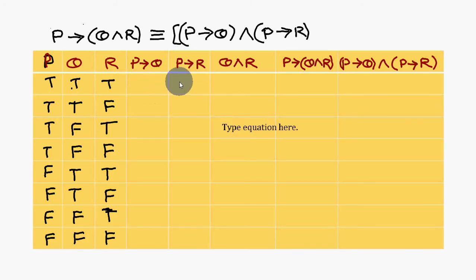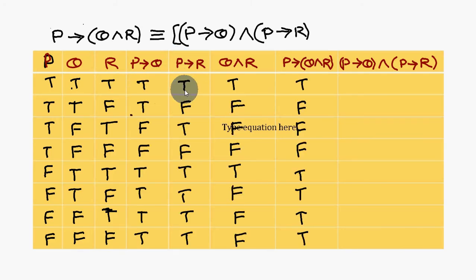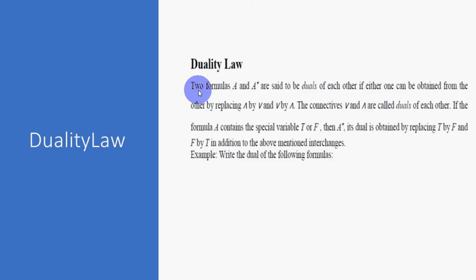So you can do some problems depending upon that one. Okay. Now, duality law. What is meant by duality law? Let us discuss. Two formulas A and A star are said to be duals of each other if either one can be obtained from the other by replacing conjunction with disjunction and disjunction with conjunction.